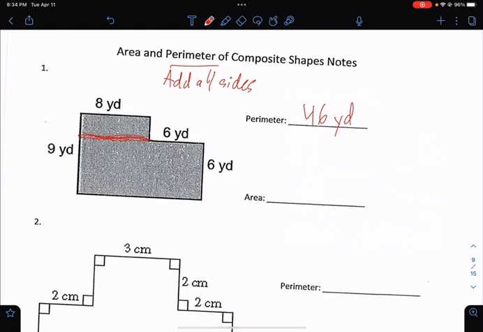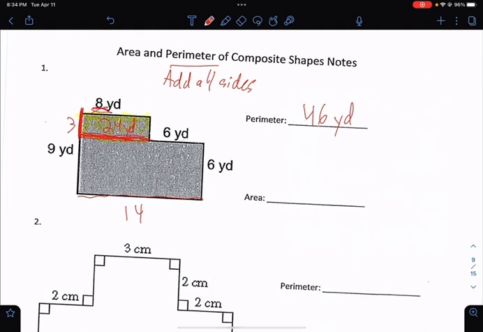So to find the area of this rectangle here that is highlighted really well, I'm going to take 8 times, I need to know this length right here. And I already knew that there was 9 minus 6, which is 3. Okay, 8 times 3 is 24 yards. Now, this length is 14 because 8 plus 6, that goes all the way across.